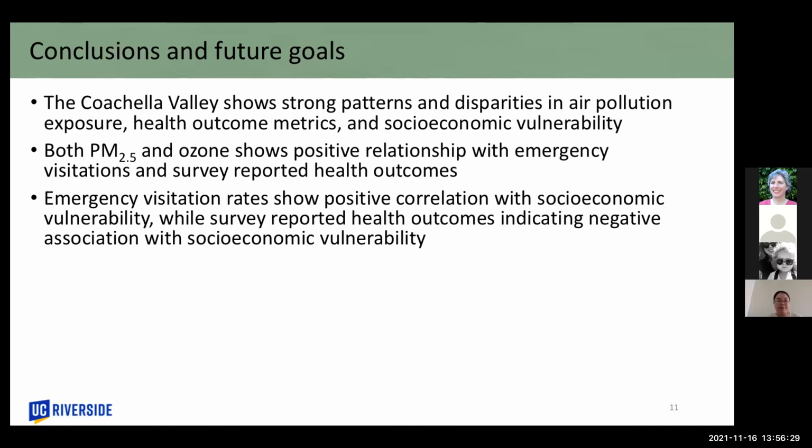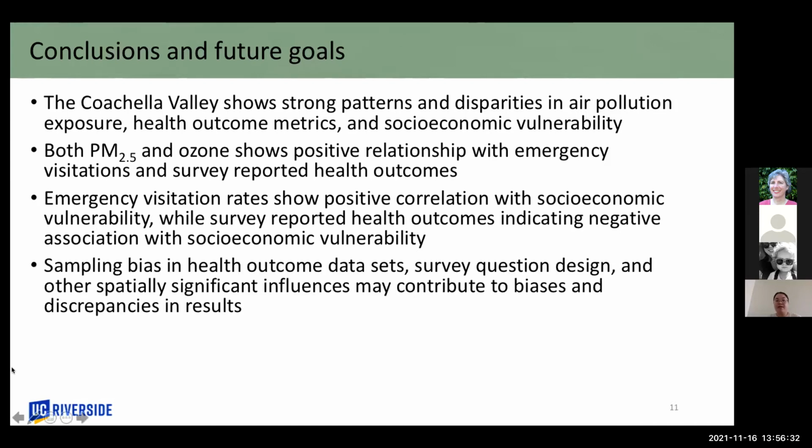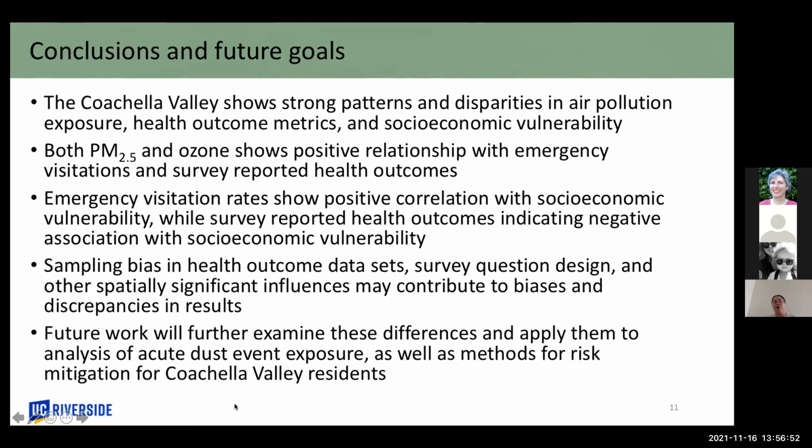And we think the sampling biases in the health outcome design, the survey question design, and also some other factors like spatially significant influences may contribute to the biases that we found in the survey data. So our future work will be to examine these differences and apply them to the analysis of some acute dust event exposure, as well as methods for risk mitigation for the Coachella Valley residents.